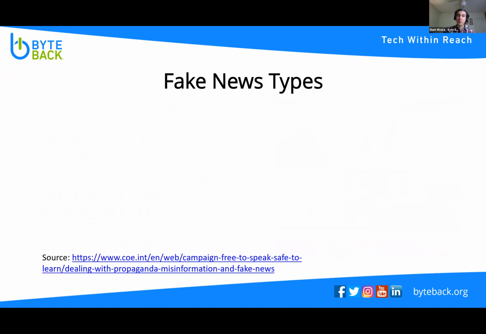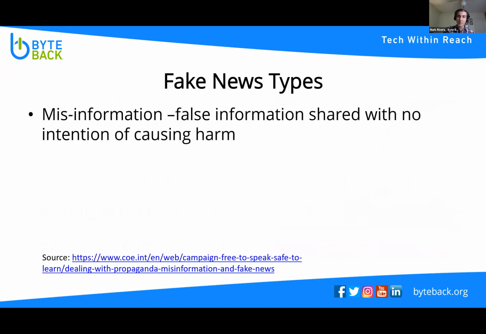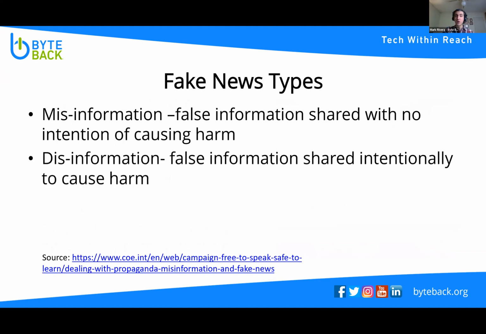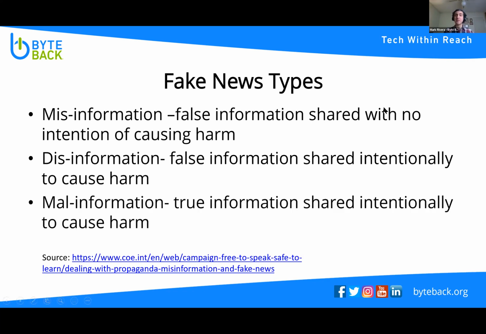So I want to just go through some examples of fake news. First of all, there is misinformation, right? That's false information that's shared with no intention of causing harm. Then there's disinformation. It's false information that's intended to cause harm, right? And then finally, there's malinformation. And that's true information shared to intentionally cause harm.